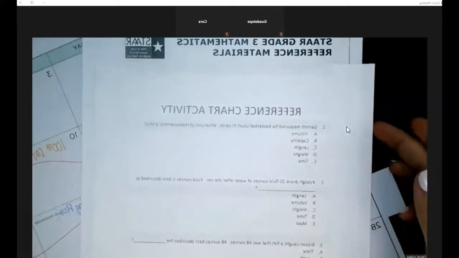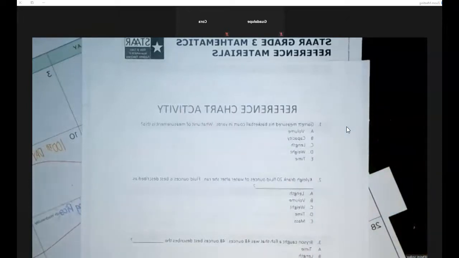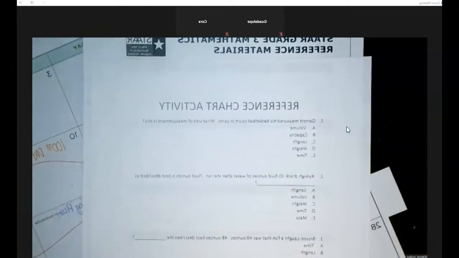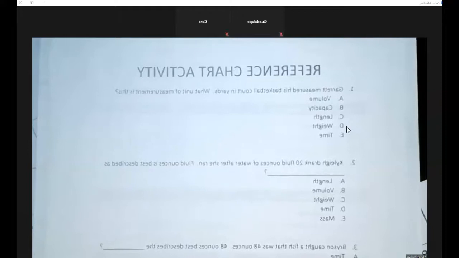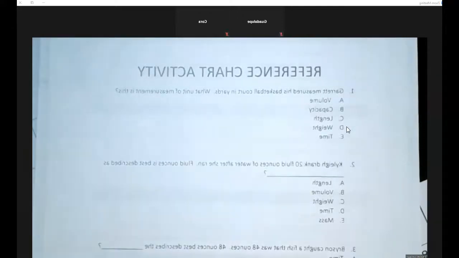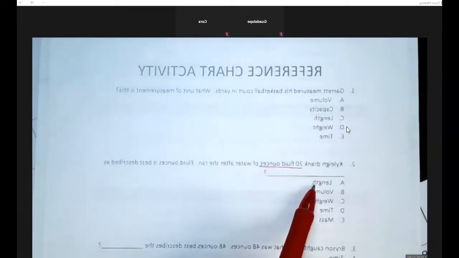Okay? Second question. Kylie drank 20 fluid ounces of water after she ran. Fluid ounces is best described as blank: length, volume, weight, time, or mass. Fluid ounces, what do we think? Put that closer. 20 fluid ounces. Would that be length? Yes or no? No, okay.